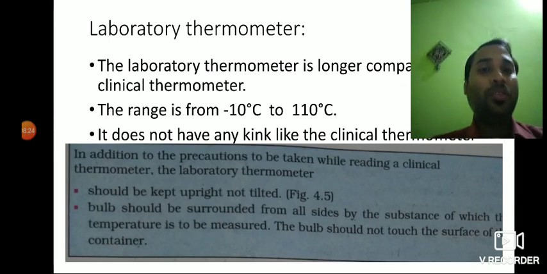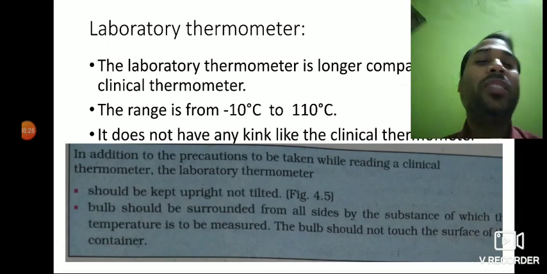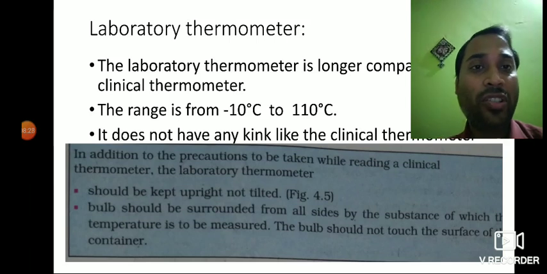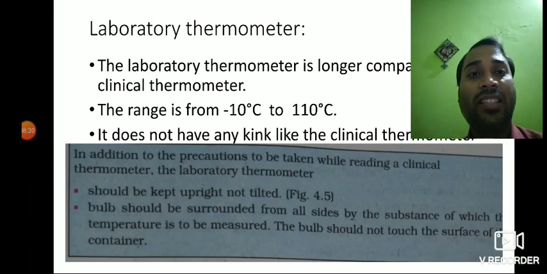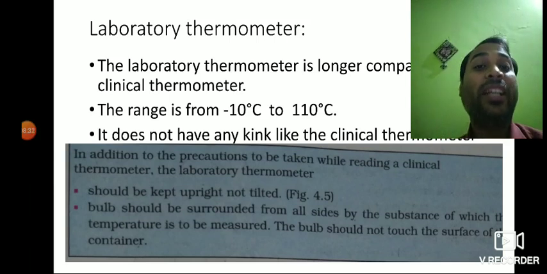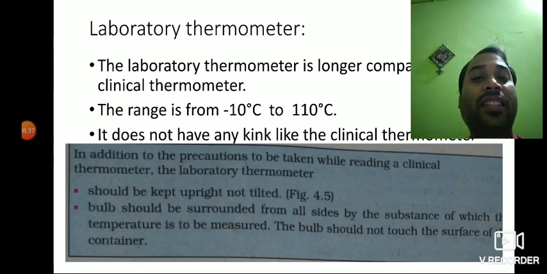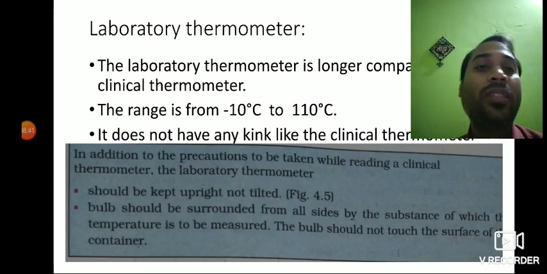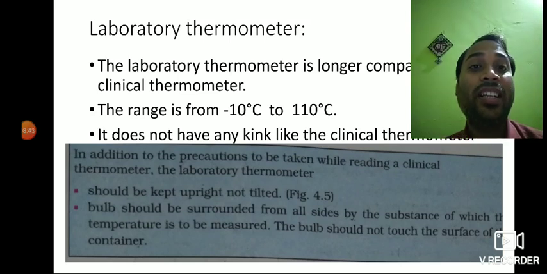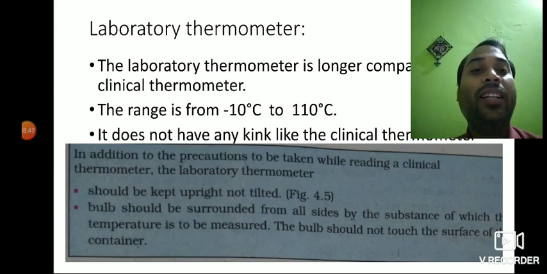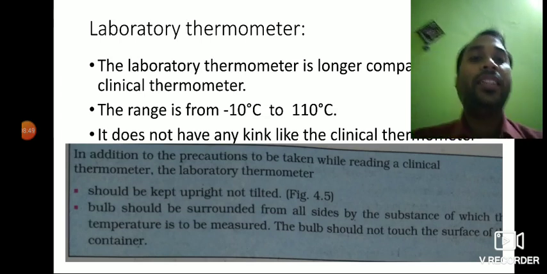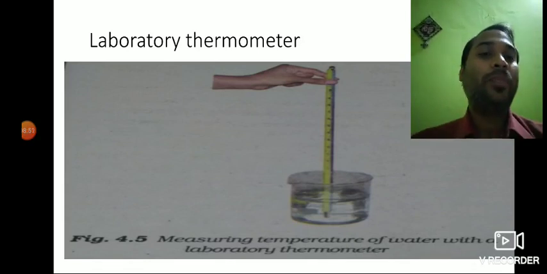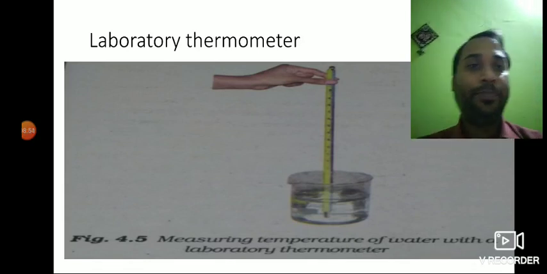Then there are certain rules to use the laboratory thermometer as well. The other precautionary measures are the same as those of the clinical thermometer, but apart from those, there are certain additional measures which we should follow. In addition to the precautions to be taken while reading a clinical thermometer, the laboratory thermometer should be kept upright, not tilted. As you can see in the picture, it is kept upright. It should not be tilted.